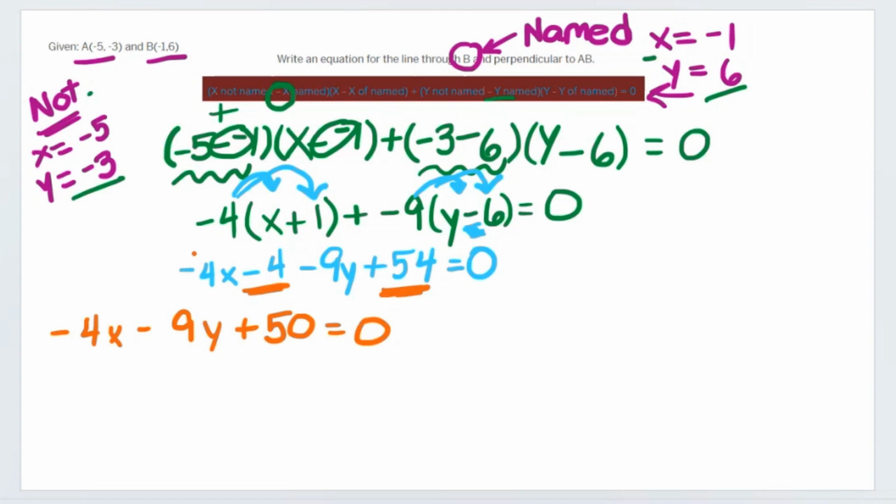Now, the goal is to get y by itself. So I start by moving away my 50. If it says plus 50, I'm going to minus the 50. Cross that out. The x here is going to move next. It's a -4x, so I'm going to add 4x.